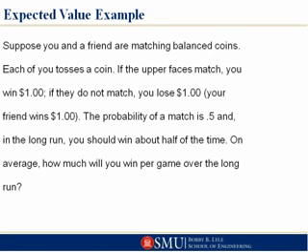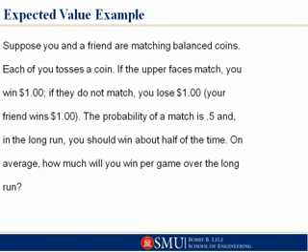So let's go through an example of this. Suppose you and a friend are matching balanced coins. Each of you tosses a coin. If the upper faces match, you win $1. If they do not match, you lose $1. Your friend wins $1. The probability of a match is 0.5, and in the long run, you should win about half the time. On average, how much will you win over the long run?